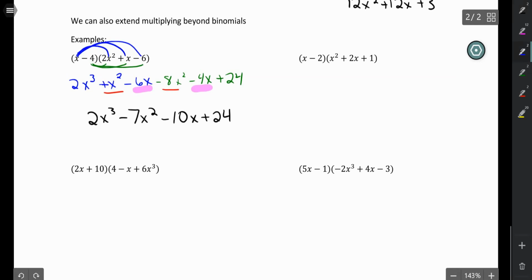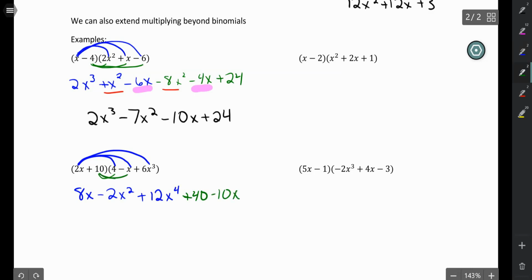So here we go. That first term distributes. So 2x times 4 gives me 8x. Distribute again. 2x times negative x gives me negative 2x squared. Distribute again. 2x times 6x cubed gives me 12x to the 4th. And for the second one, 10 times 4 gives me positive 40, so I write plus 40. 10 times negative x gives me negative 10x. And 10 times 6x cubed will give me positive 60x cubed.